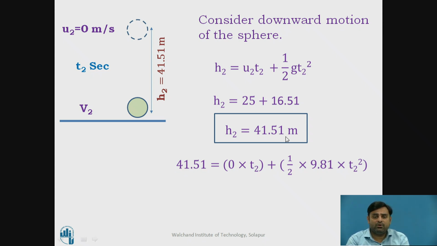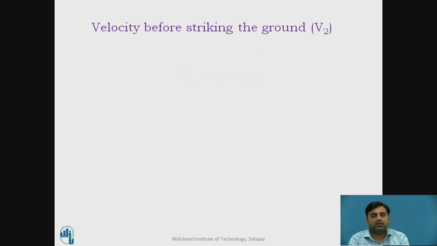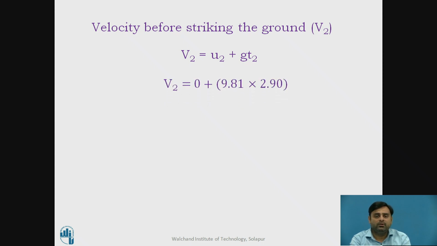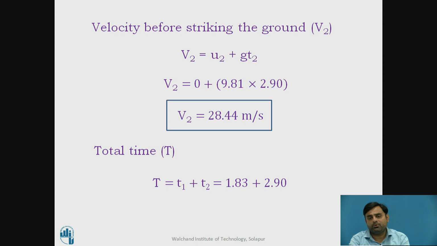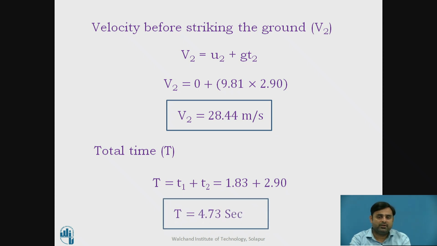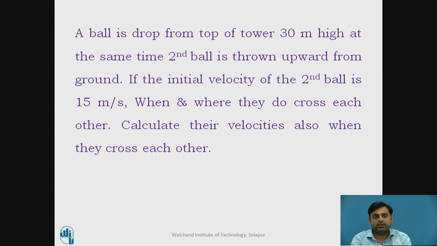So if we put this value of h2 in this equation, this will be the equation we get. From this equation we can calculate the value of t2. t2 is 2.90 seconds. Now velocity before striking the ground, v2 is equal to u2 plus gt2. If you put the values here, you will get v2 as 28.44 meter per second. Similarly, for the total time required, just add both the times t1 and t2, so we will get the total time 4.73 seconds.